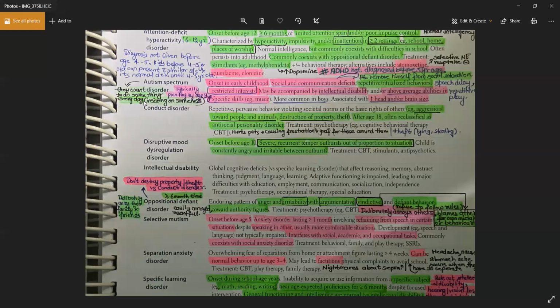Then you have the conduct disorder. Okay, just give me a second. So let's discuss the conduct disorder and the oppositional defiant disorder together. Just give me a second. Yeah.